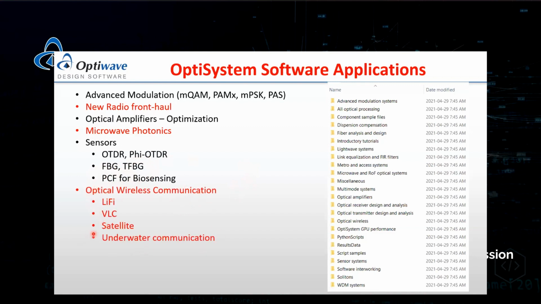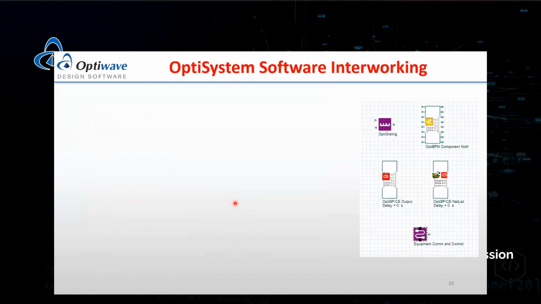There are examples on wireless communication for Li-Fi, visible light communication, satellite communication, and new examples for underwater communication. And then spatial division multiplexing, we have few-mode, multi-mode or single-mode, or multi-mode multi-core fiber examples. Okay, and then we have added examples on quantum key distribution, which is something many users are seeking right now in the field.